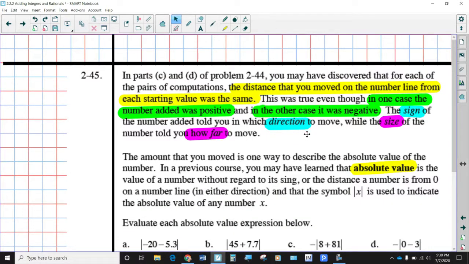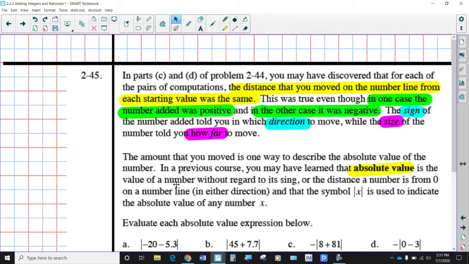All right, we got a lot of highlighting here. I want to make sure we read through all of this and understand each part of the direction. So in C and D of problem 44, you may have discovered that for each of the pairs of computations, the distance that you moved on the number line from each starting value was the same. This was true even though in one case the number was positive that was being added, and in the other one it was negative. The sign of the number told you the direction to go in, and the size of the number told you how many units to go, how far to go. So the amount that you moved is one way to describe absolute value, okay? And we already talked about that.